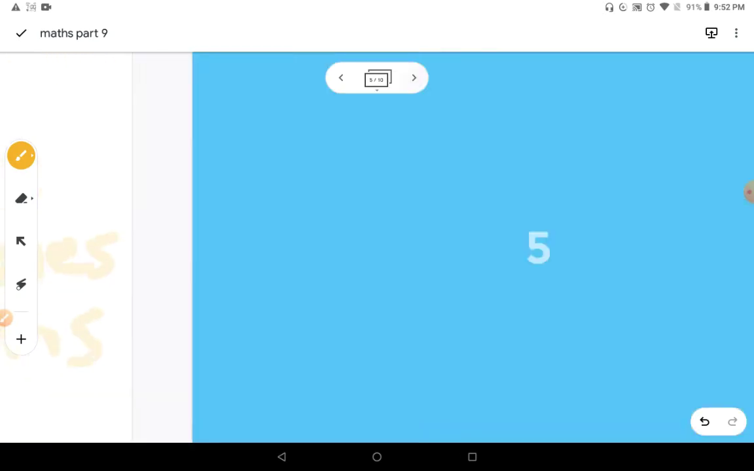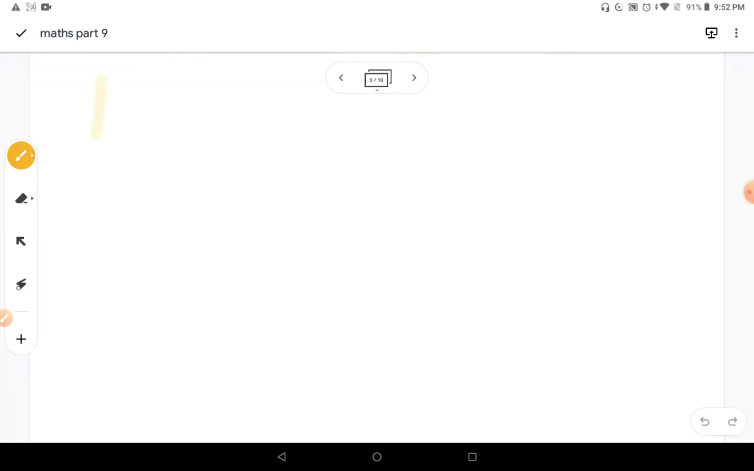Now let's take another example. You have 15 and 37. How will you represent this 15? You can represent it as 15 ones. And you can also represent 15 as how many tens? We have only ones and tens here. 1 ten and 5 ones.